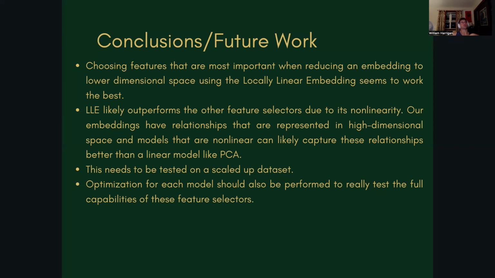I also, so I don't know if you noticed, used only 10 components from each of my feature selection tools. I just did this to see the true performance of each model on the embeddings. But what I need to do is optimize each hyperparameter to hopefully get the most out of each feature selection tool.